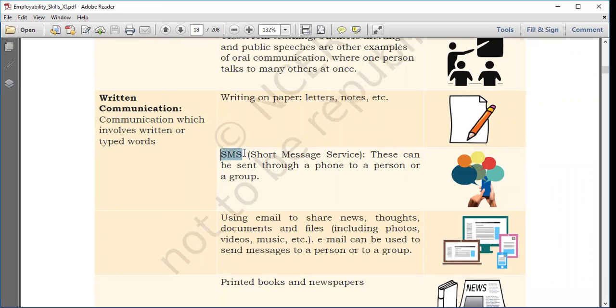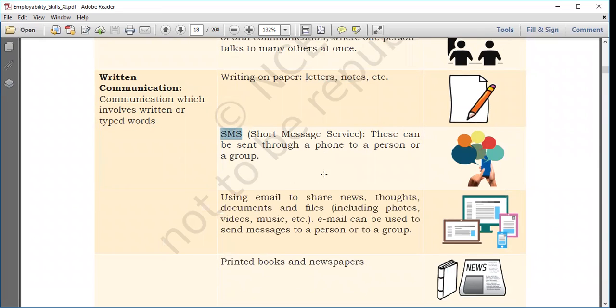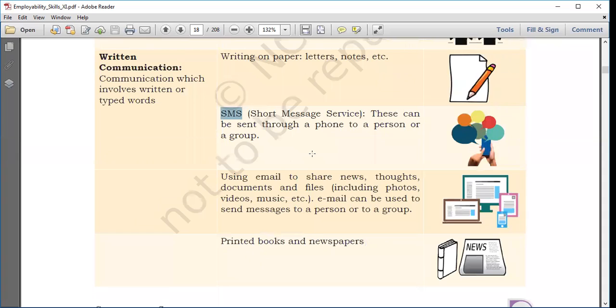SMSs nowadays, we are using short message services. So you send an SMS from the phone. That is also a type of written communication. Or you are sending messages on WhatsApp, right? So that is also one type of written communication. SMSs can be sent from one person to many people or one to one also, right?